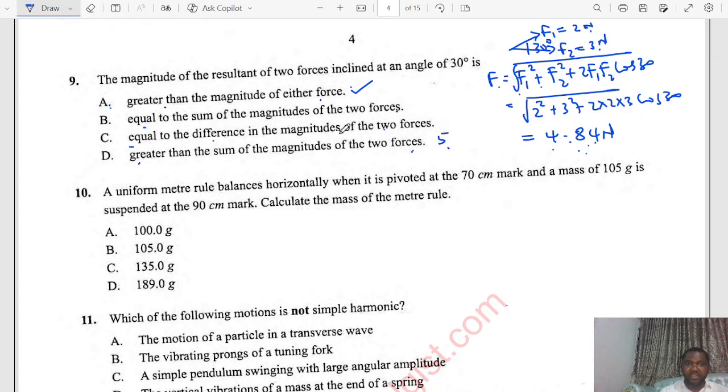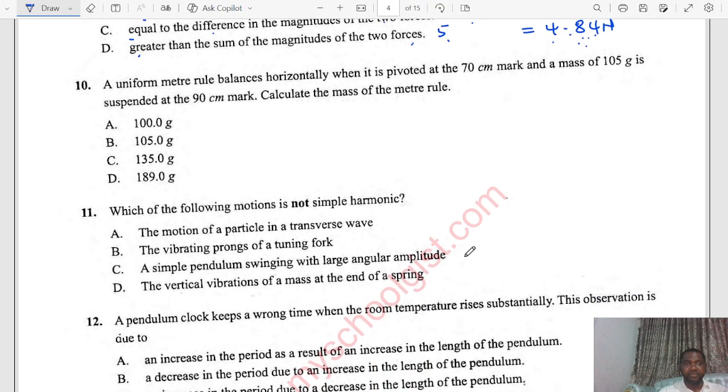Equal to the difference in the magnitude of two forces? No. 3 minus 2 is 1. Is not equal. You see that? Equal to the sum of the magnitude of the two forces? Okay? So the sum is already 5 and it is not equal to this. So the answer is A. It is greater, right? Than the magnitude of either forces. It is greater than 3 and also greater than 2. Beautiful. So that leads us to the next question.